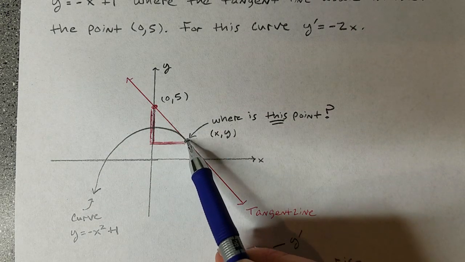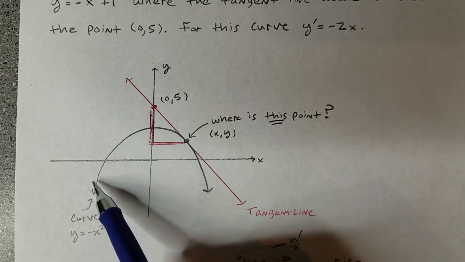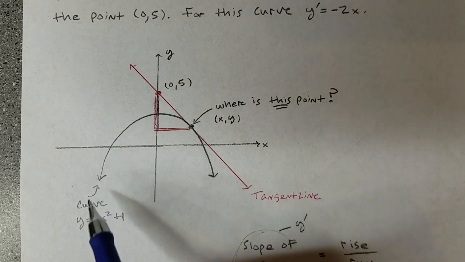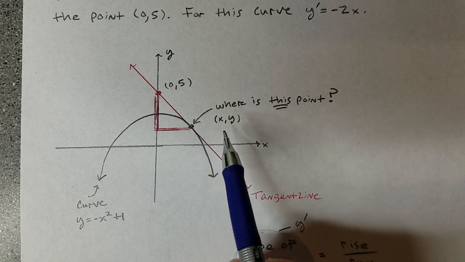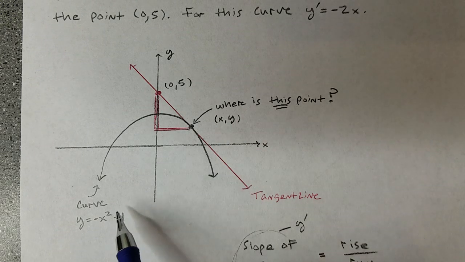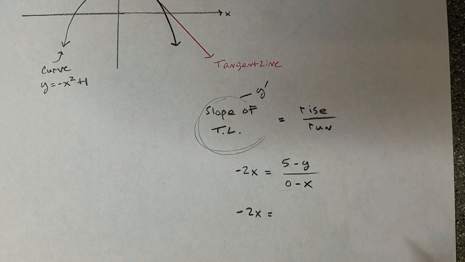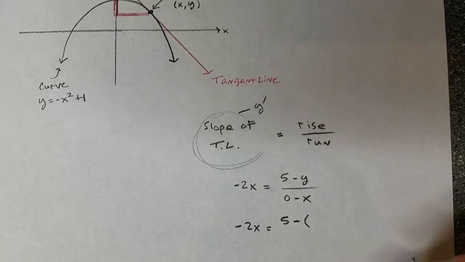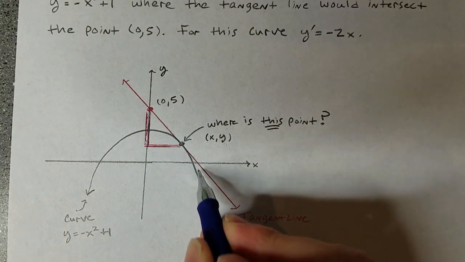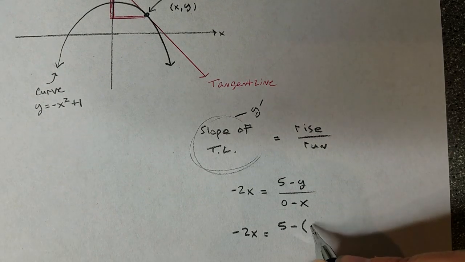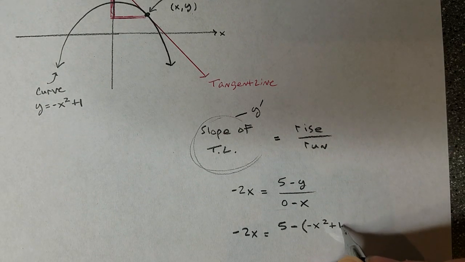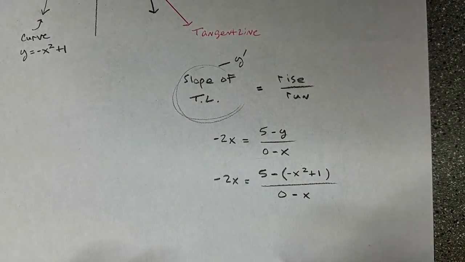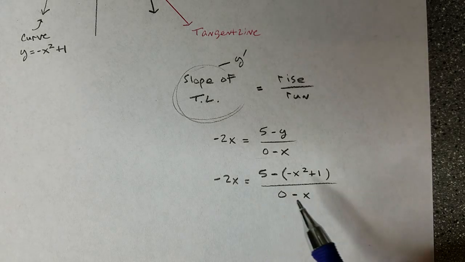But is that y coordinate on this curve entirely unknown? What's the equation? Oh, so that curve right there has an equation. y is equal to negative x squared plus 1. I do have a way of putting the y coordinate in terms of the x, and that's what I need to do. So I need to say 5 minus the y coordinate of that point, being that it's on this curve, is negative x squared plus 1. Okay, and then over 0 minus x. And then that's an equation that has only one variable in it, and I can solve it.